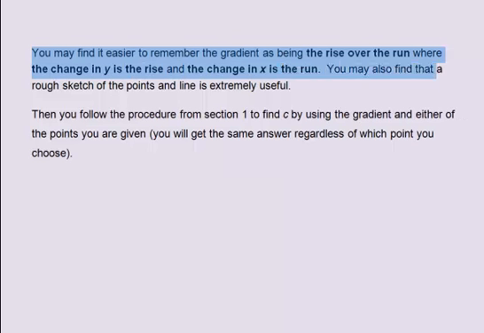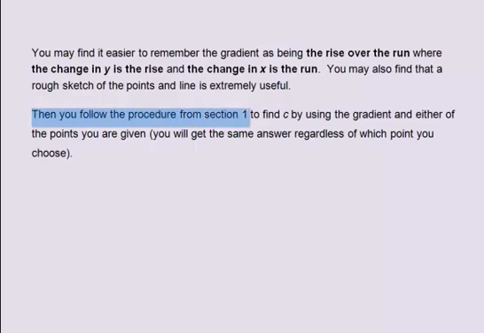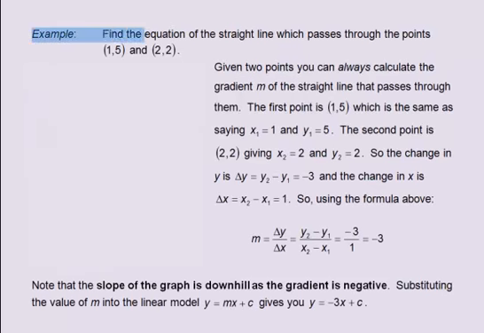You may also find that a rough sketch of the points and line is extremely useful. Then you follow the procedure from section 1 to find c by using the gradient and either of the points you are given. You will get the same answer regardless of which point you choose. Example: find the equation of the straight line which passes through the points (1, 5) and (2, 2).